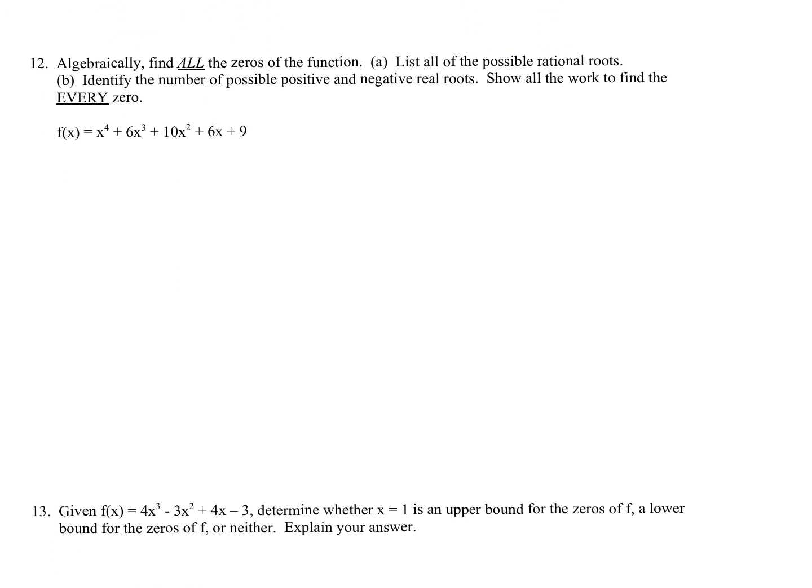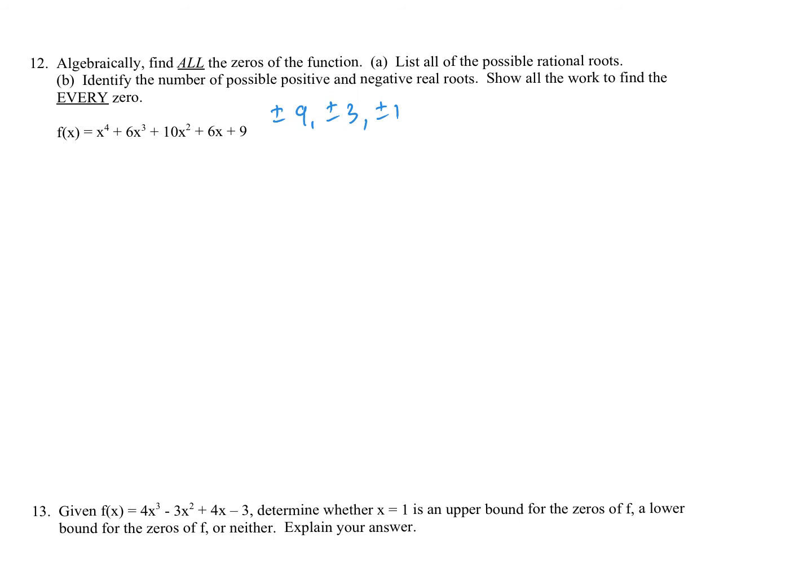Let's go on to number 12. Find all the zeros of the functions. First, I'm going to list all the possible zeros. So it's plus or minus 9, plus or minus 3, and plus or minus 1. I noticed that all of the numbers in the equation are positive. So if I'm going to try to do synthetic division and get a 0 as a remainder, my numbers are going to have to be negative. Otherwise, the remainder is just going to grow exponentially.